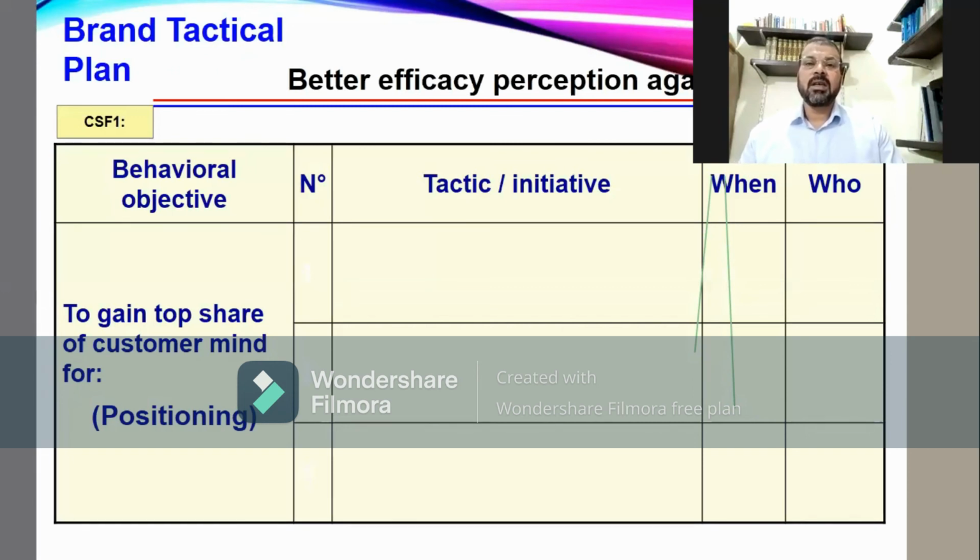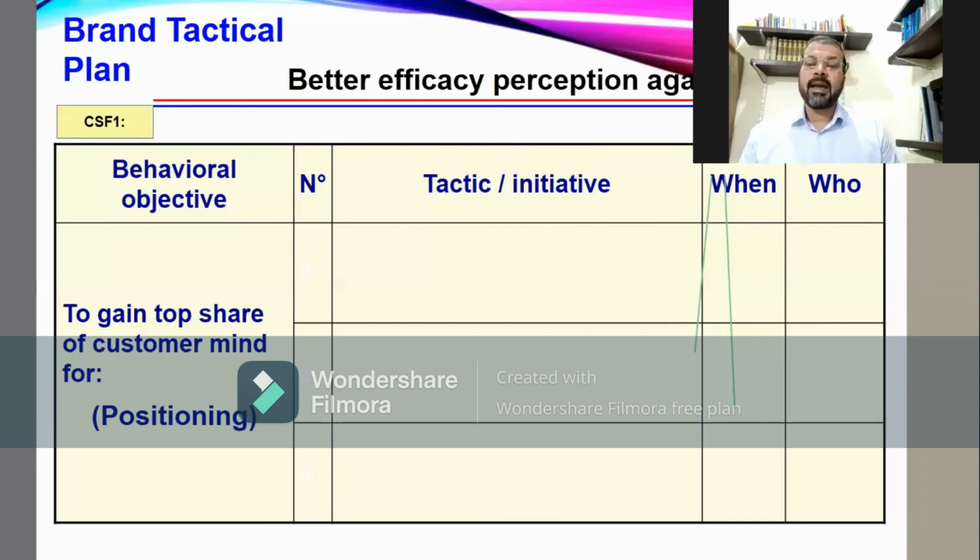So to do that, what will be your behavioral objective? To gain the top share of customer mind for your position. The positioning you have made is that previously it was second choice, now I am promoting it as first choice. So what will be your tactical initiatives?